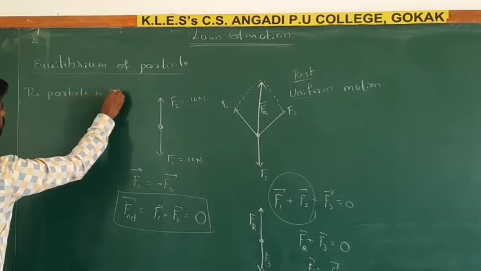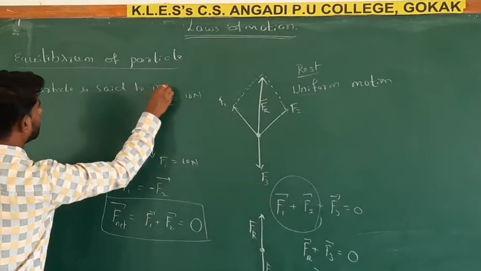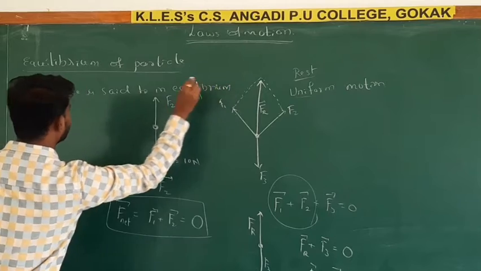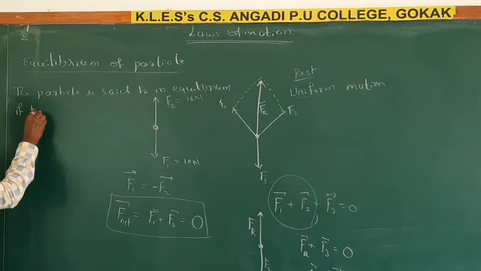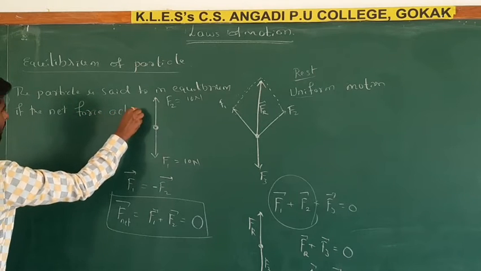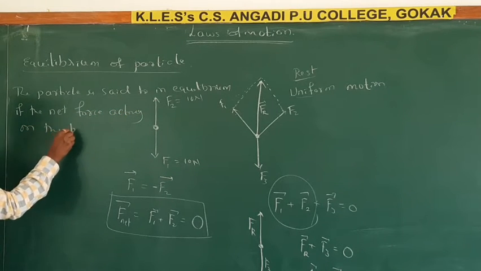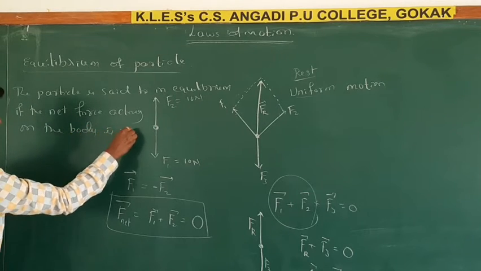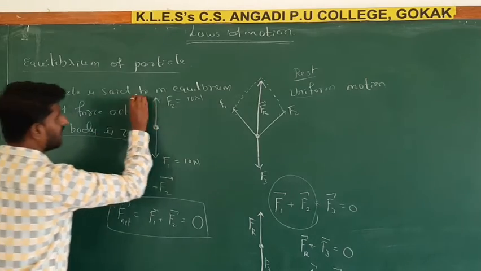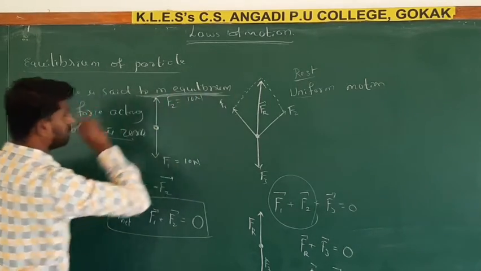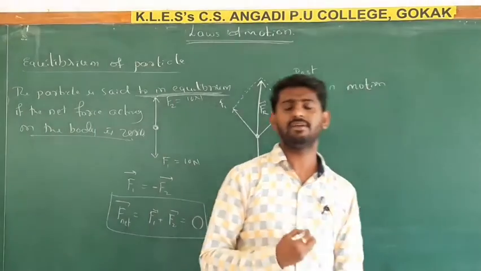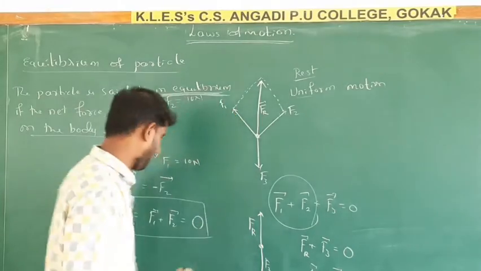So the particle is said to be in equilibrium if the net force acting on the body is 0. Okay, if the net force acting on a body is 0, then you say the particle is in equilibrium. So this is the statement, or you can say the definition, of equilibrium of a particle.